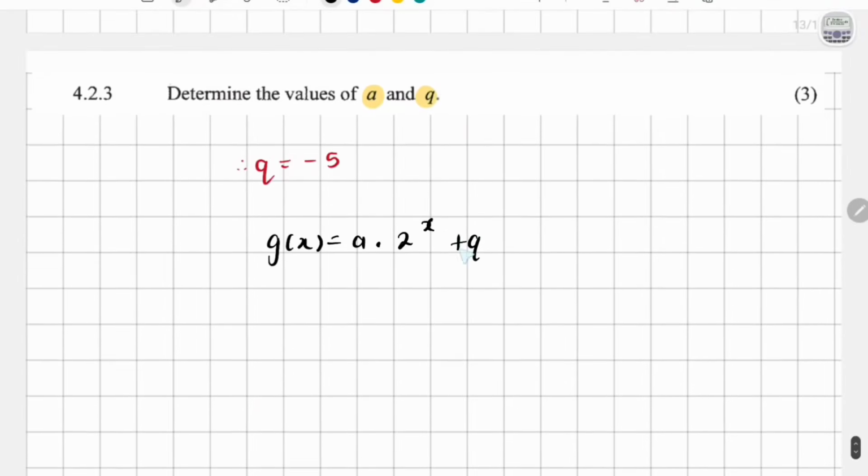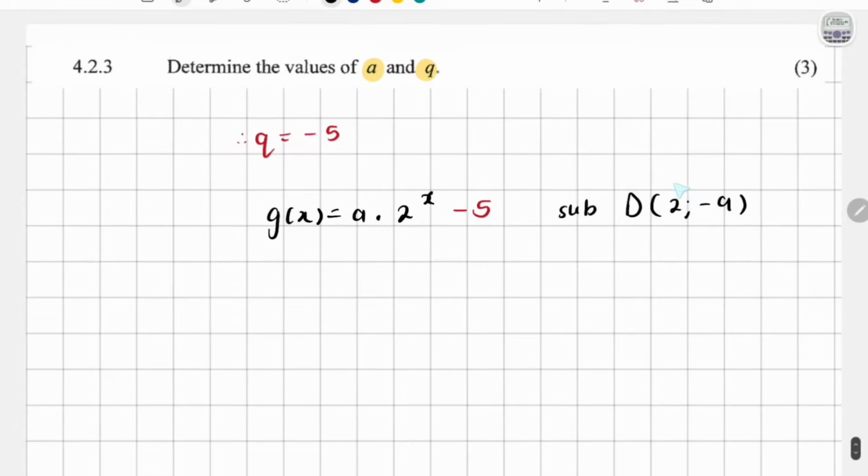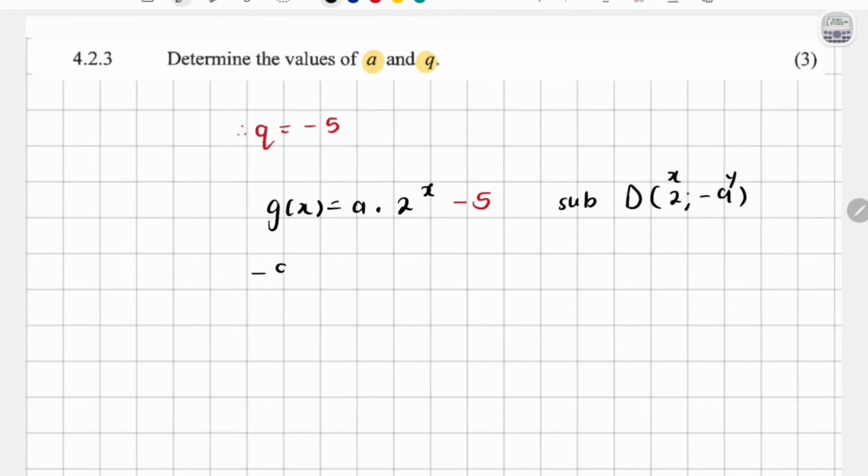So this is the equation, but we know now that the Q value is negative 5. And now we just have to substitute that point D, which of course we knew was 2 and negative 9. So if we substitute this, we'll find the value of A. This is your X value, this is your Y value. So I'm saying the Y value, negative 9, is equal to A multiplied by 2 raised to the power of 2. So we've substituted X and Y into the equation now. Then we have, of course, minus 5.